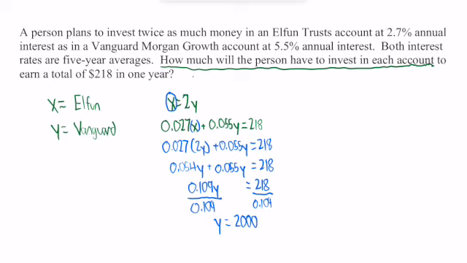To figure out what X is, we can go to the equation where X is by itself and substitute 2,000 for Y. We have X equals 2 times 2,000, which is 4,000. So remembering what these represent, we can say that they would invest $2,000, which is Y, in the Vanguard account, and X was $4,000. That's how much they would invest in the Elfin account.